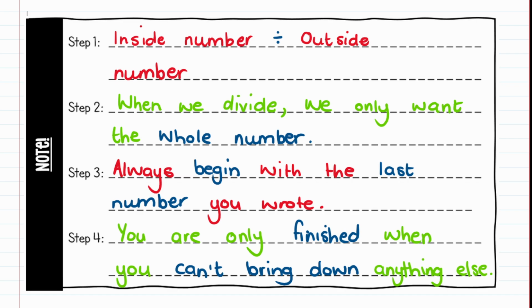The process you need to follow when solving long division can be remembered by saying the following fun short phrase: Daddy, Mommy, Sister, Brother. The first letter of each of these words stands for a step you need to follow. The D is for divide, the M for multiply, the S is for subtract, and the B for bring down. If you use step 3 from the note, always begin with the last number you wrote, you really can't go wrong in following this process.